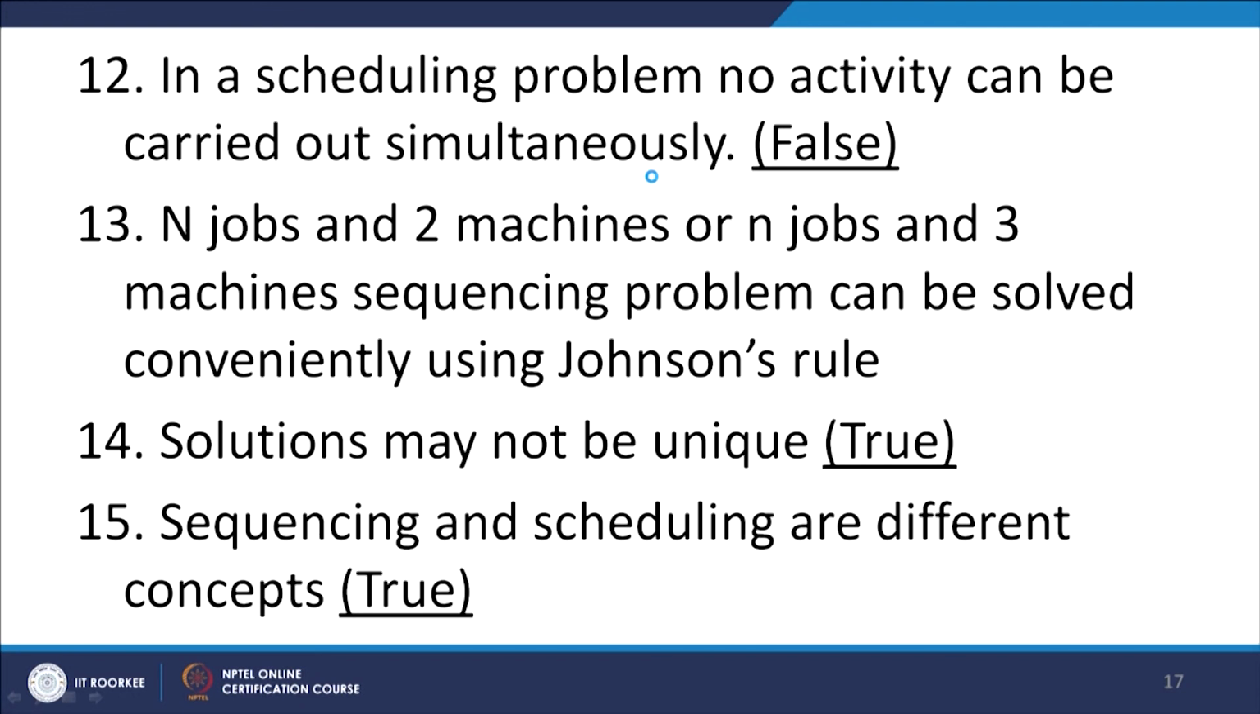Question number 15, sequencing and scheduling are different concepts. So sequencing means the sequence in which the jobs should be processed, whereas scheduling means finding out the total elapsed time and the idle time, that is, how the schedule should take place for processing the jobs. So with that we come to an end of this topic on sequencing and scheduling. Thank you.